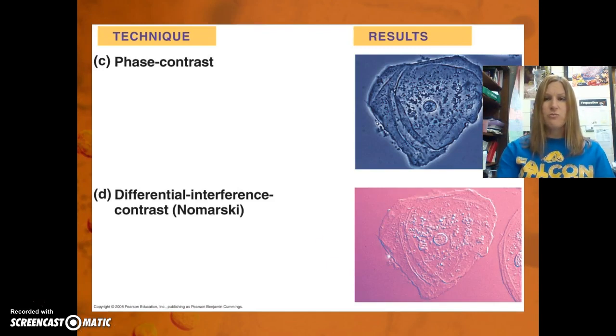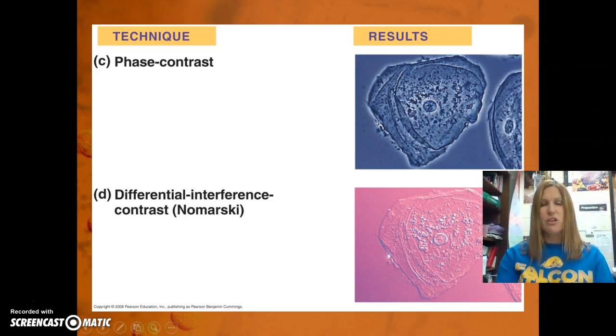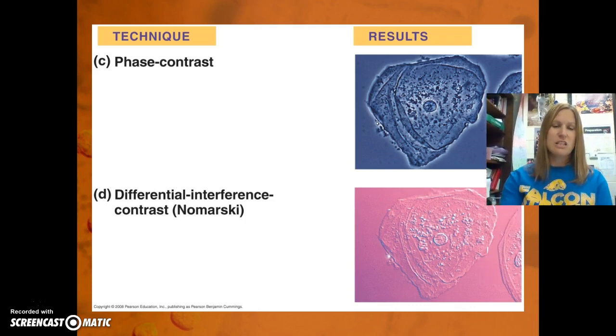Two other techniques. One is phase contrast. Again, here what we're trying to do is create more depth by looking at different contrasts. And the other is differential interference contrast, which is when we get more of a 3D kind of image.